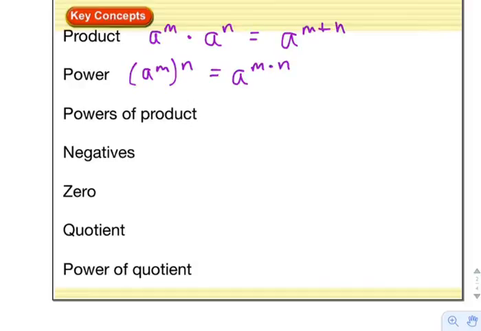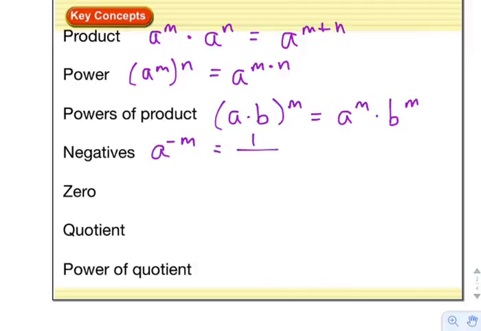Powers of product. If I have a product of two numbers, a times b, and it's raised to a power, I know that each a and b are raised to that power. Negative powers, I want to be able to flip that to a denominator or to the opposite of wherever it is, and that will make it positive. I don't want any negative powers in my examples when I'm done simplifying. I want them all to be positive. Zero power, a to the 0 is just equal to 1. Any number to the 0 power is always equal to 1.